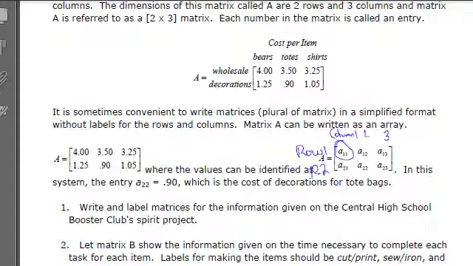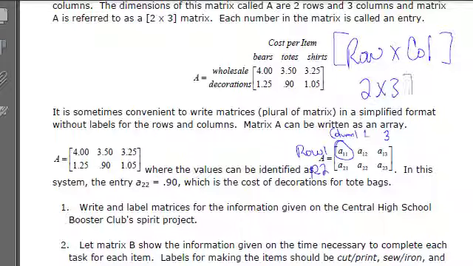But let's also talk about how you find the dimensions of your matrix. Your dimensions are always row by column, and you'll see them inside of brackets. Now in this case, A is 2 rows, so it's a 2 by 3.